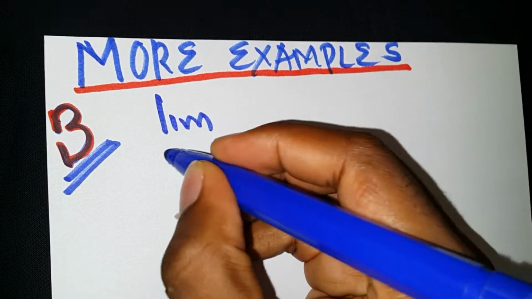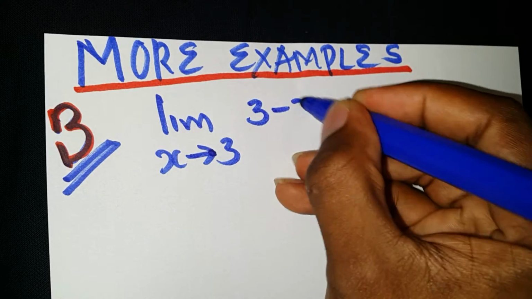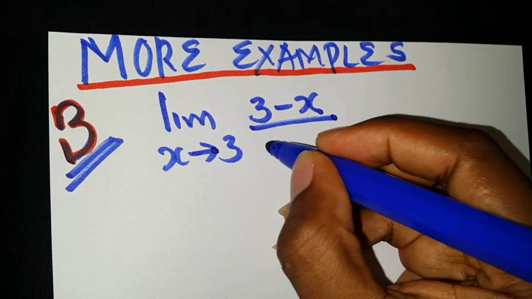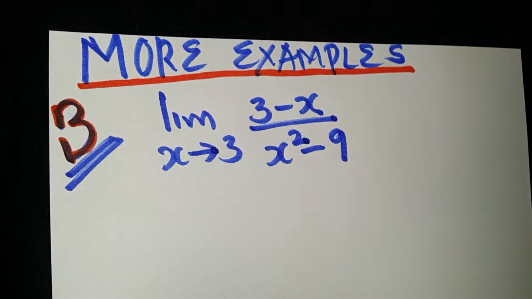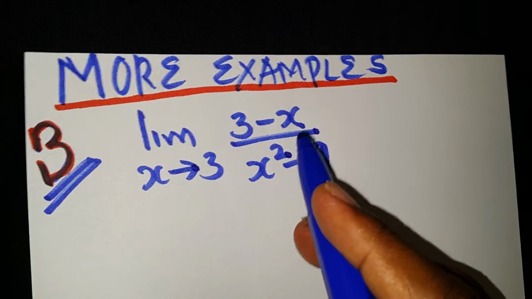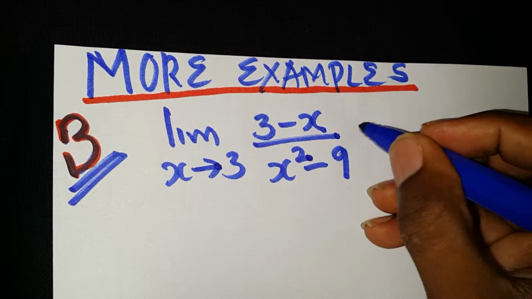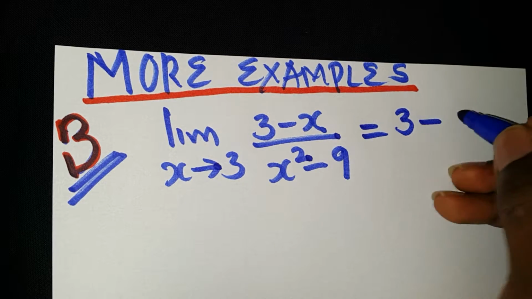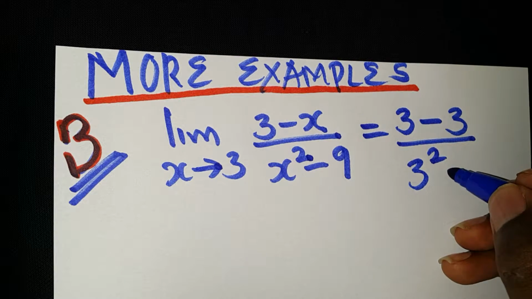The first example is the limit as x tends to 3 of (3 minus x) divided by (x squared minus 9). So this is the function that is given to us. You just have to follow the same strategy by plugging in 3 into our function, replacing x with 3. So let's plug in 3. We have 3 minus 3 divided by 3 squared minus 9.